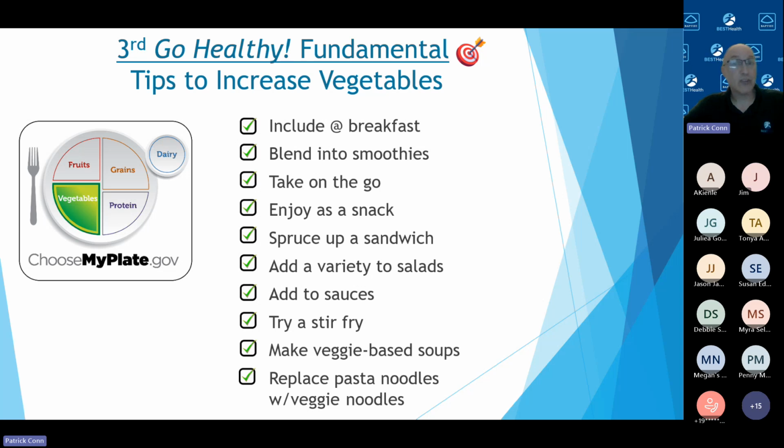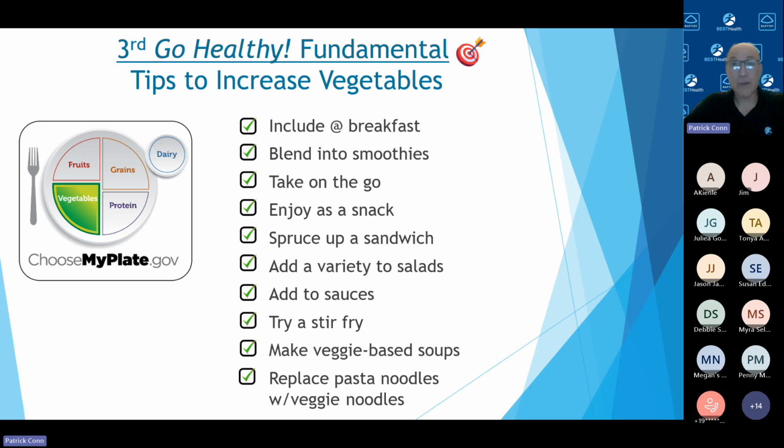You can also take vegetables on the go, especially the little cut ones like carrots, celery, bell pepper and cucumbers. You can enjoy those as a snack. So again, instead of eating that candy bar or potato chips, bring a little baggie of some fresh cut vegetables and you'll make a world of difference, not only with calories, but what you're consuming health wise as well.